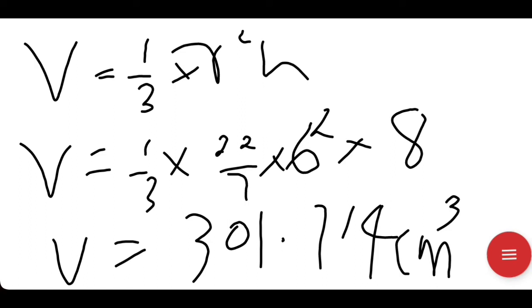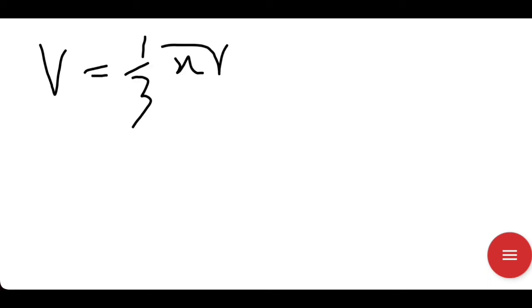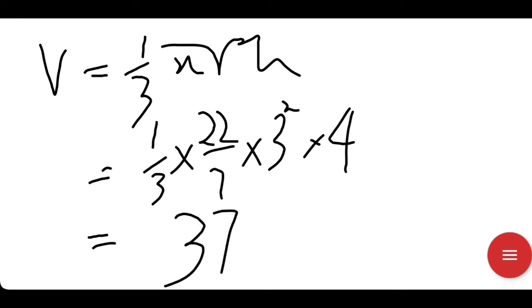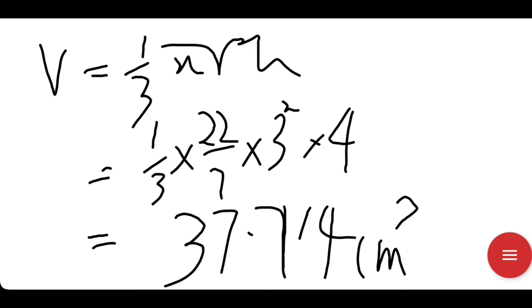So the next is to find the volume of the remaining portion after the top has been cut off. But you can't just go straight forward to find the volume of the remaining portion. So what you need to do is to find the volume of the small portion which has been cut off. Again, the formula is 1/3 pi r squared h. The pi is still the same, 22 over 7. But the radius of the smaller portion is 3, so 3 squared. The height of the smaller portion, don't forget, is h minus 4, and our h is 8. So 8 minus 4 should give you 4. So when you do that, the answer for the small portion is 37.714 cm³.